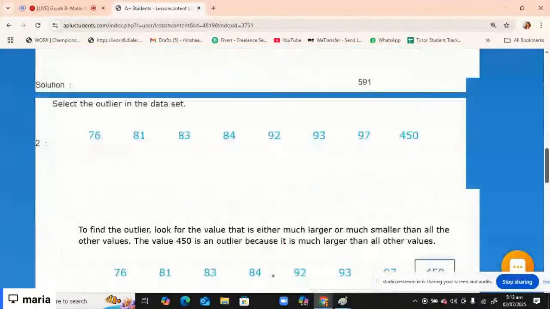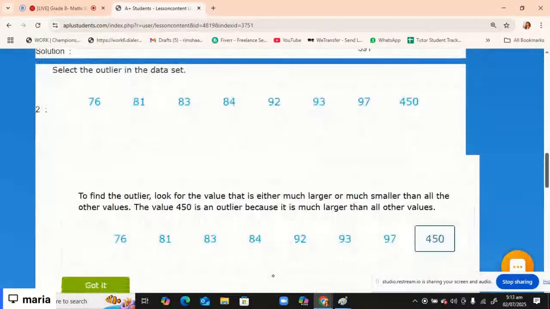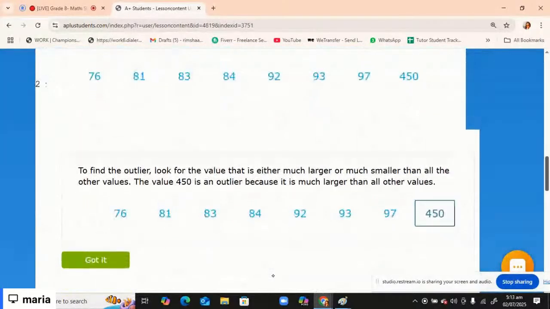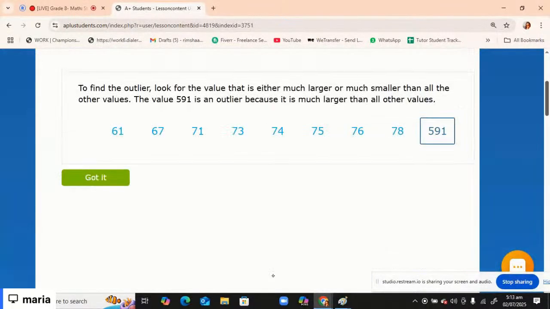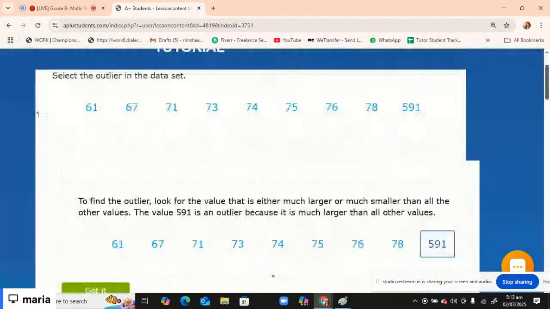Now here the data is given. Select an outlier in the data set. What is the meaning of outlier? It means that you are looking for the value that is either much larger or much smaller than all the other values. So the value 591 is an outlier. Why? Because it's much larger than all the other values.